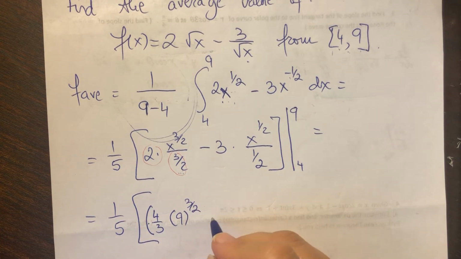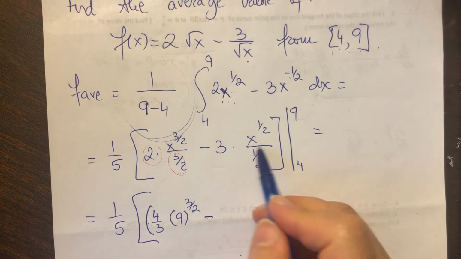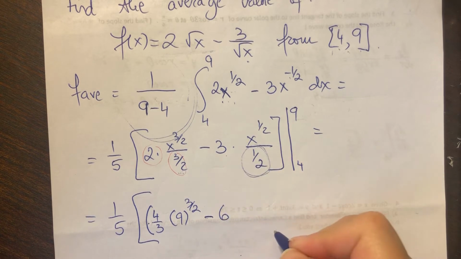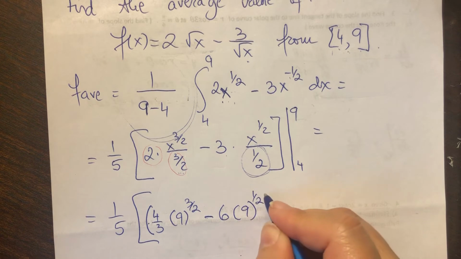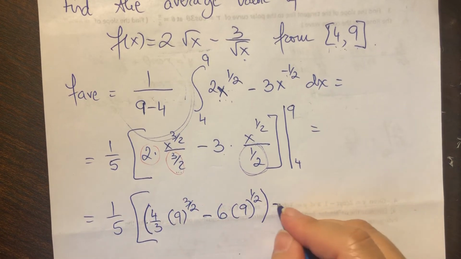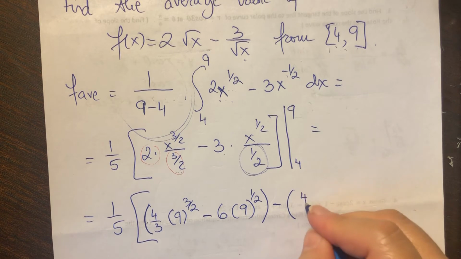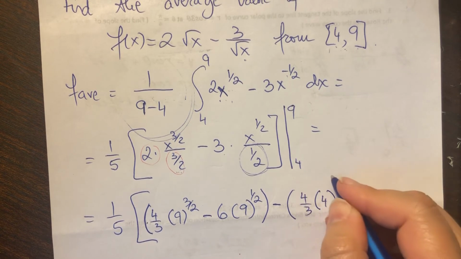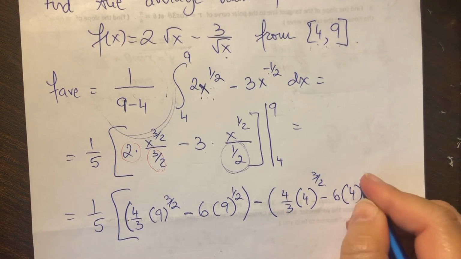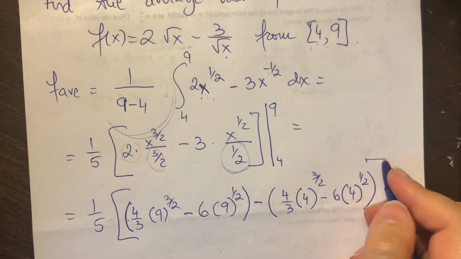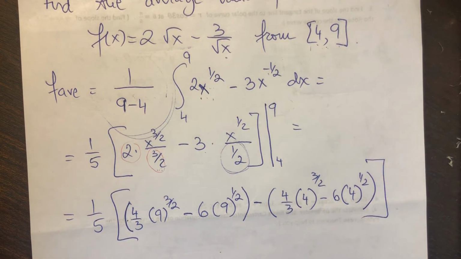Again, your calculator will figure that out. Minus 3 times dividing by a half means to multiply by 2. And then again, I'm plugging in the 9 first. So I just kind of did 2 steps in one to save some time. And now we'll do the same thing, 4/3, but plug in the 4. Minus 6, plug in the 4. Again, don't forget always the upper limit of integration first, then the lower limit of integration second, and then the 1/5 in the front. Put this in your calculator, figure out all the values.